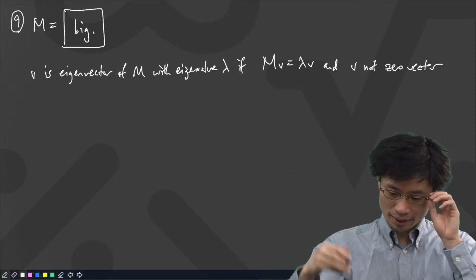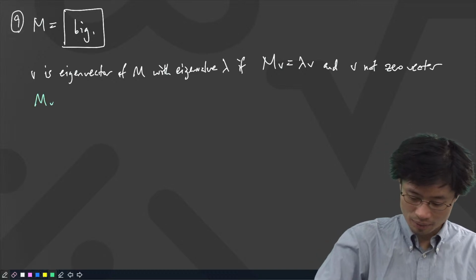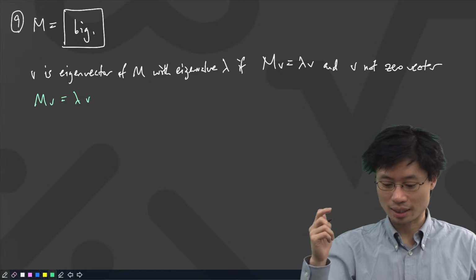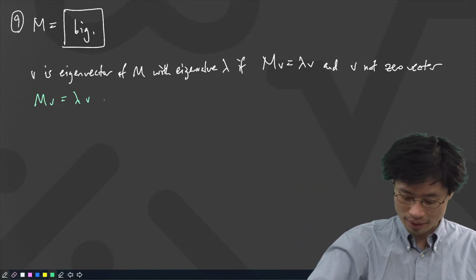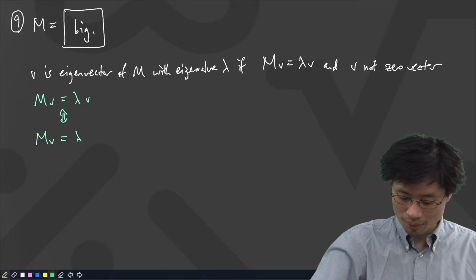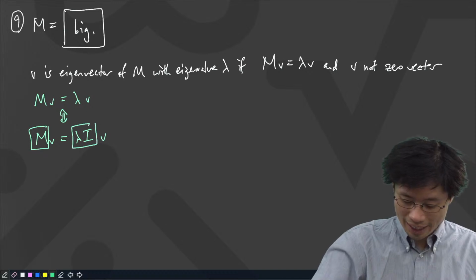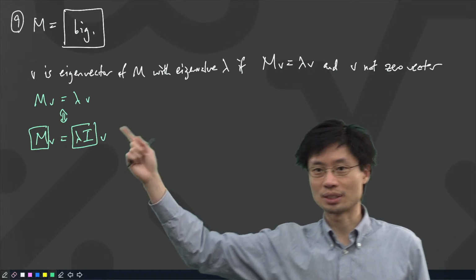Okay. So now, why is this interesting? This is interesting because Mv equals lambda v is the same thing as, remember, lambda is just a number. Lambda is like some simple number. It's not a matrix. This is the same as M times v equals, now we'll use lambda I times v. M is a matrix, lambda I is a matrix also. The lambda was not a matrix. Lambda was just a number.